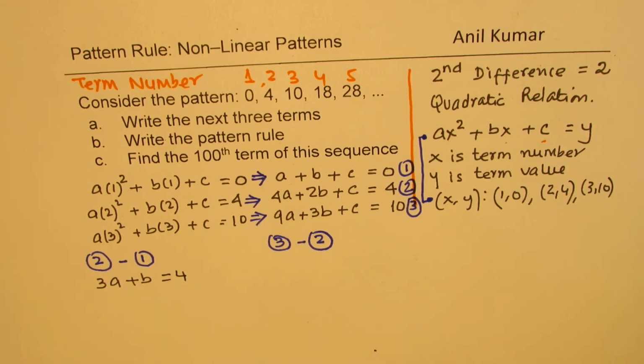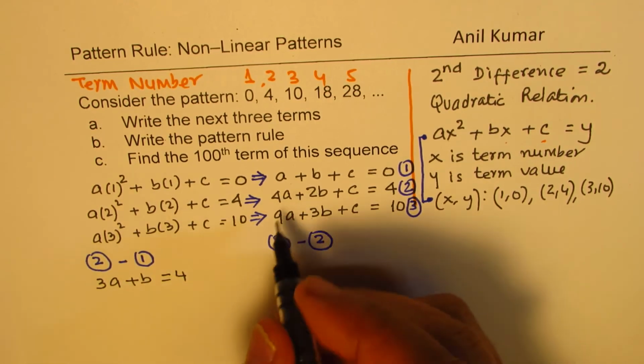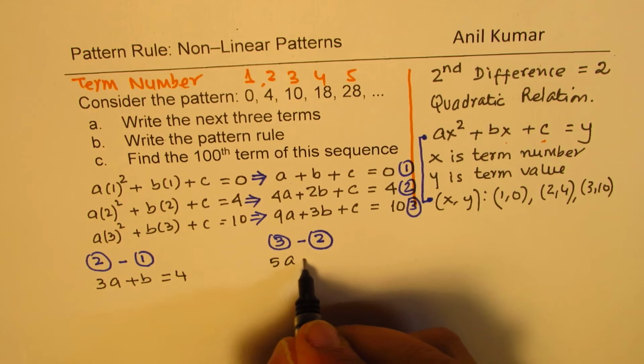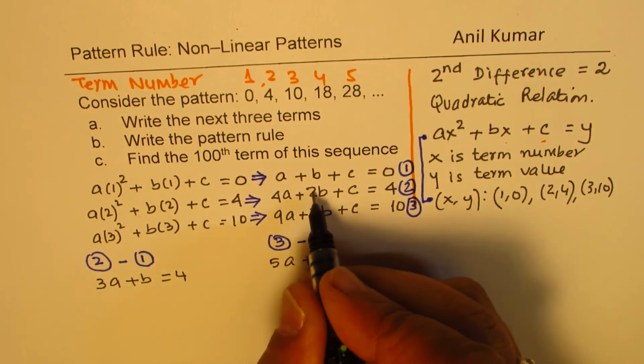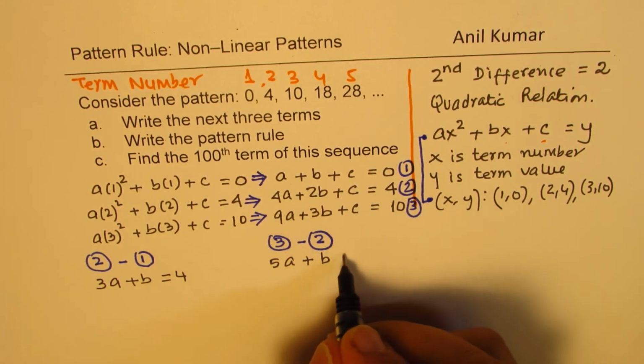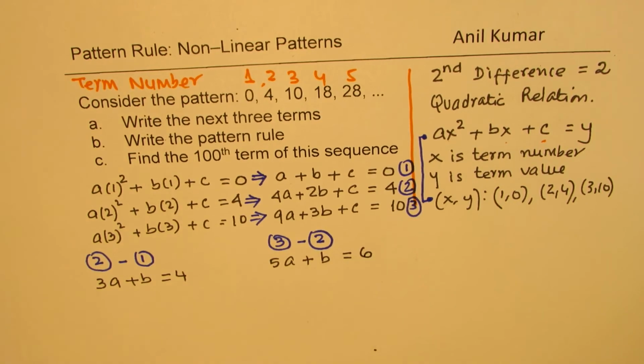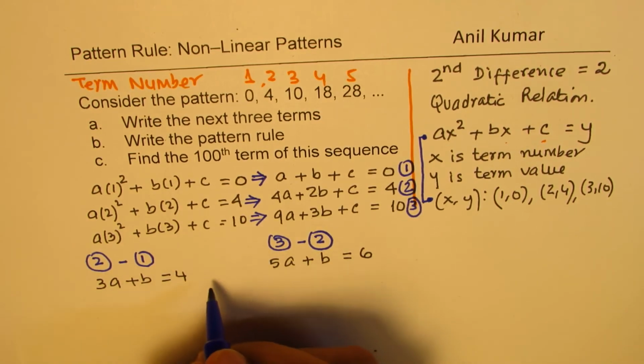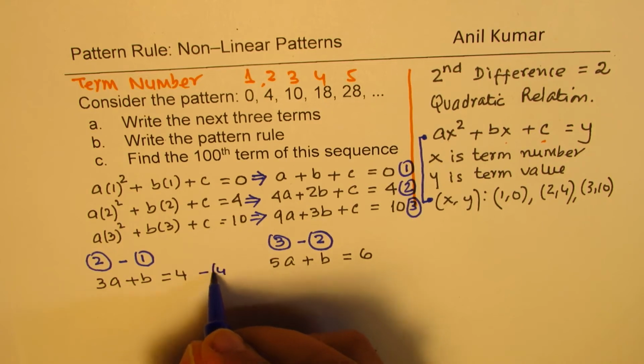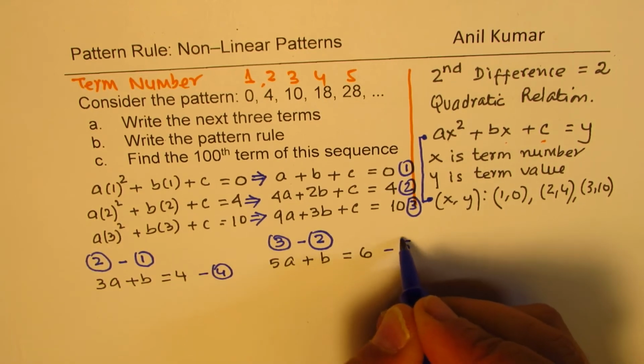So we get one equation. We do the same operation here. We get 5A plus B, right? 3 minus 2. C minus C is 0, equals 6. So what we get here is two more equations. Let me call them our equation number 4 and equation number 5.